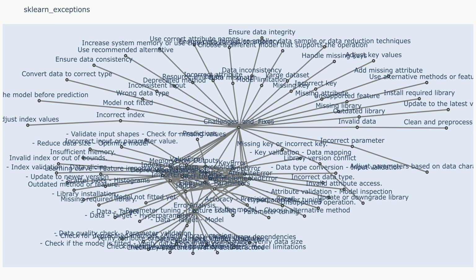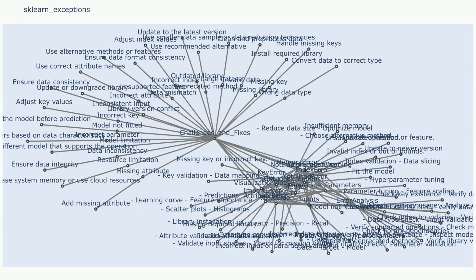Challenge 4. Value error. Unknown label type: continuous. Sample use case that resulted in challenge 4. The model is attempting to predict a continuous target variable, but the model expects a categorical variable. Fixes to challenge 4. Check the data types of the target variable and make sure they match the model's requirements. If necessary, convert the target variable to a categorical type.